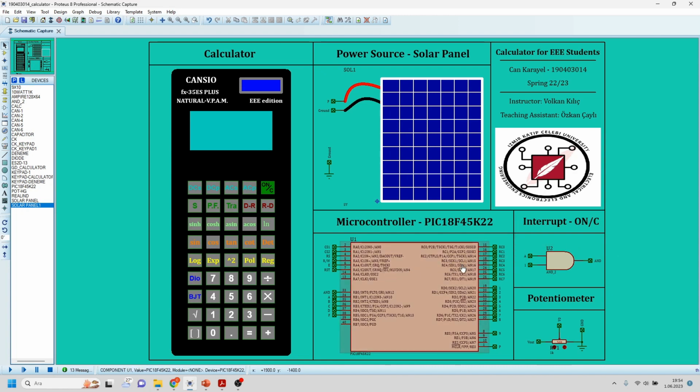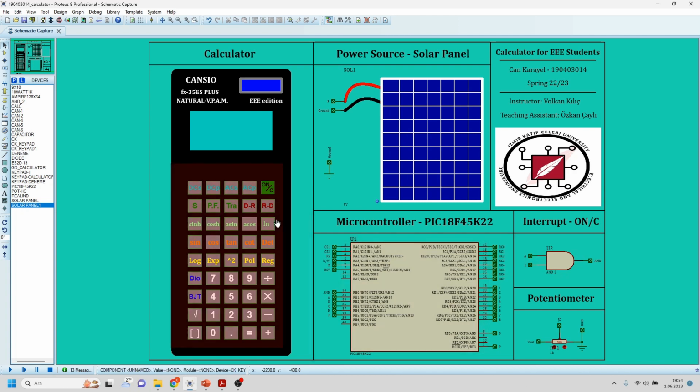Port A and Port C pins are used for GLCD screen connections. For the connection of the solar panel, we used RE4 of port E. We used port B and port D to enable interrupt with the help of an AND gate.